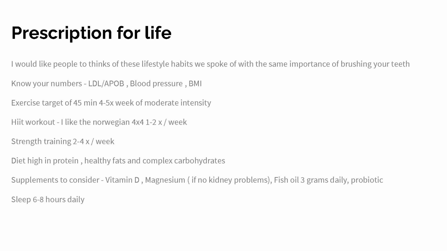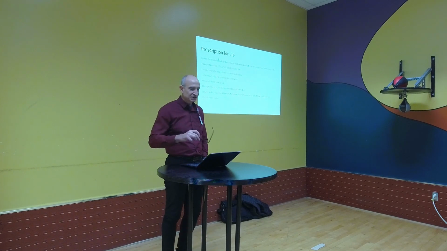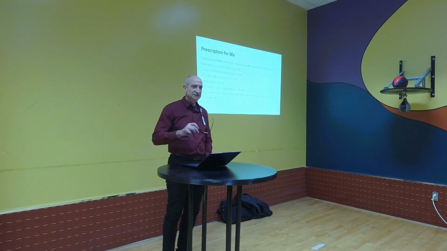Your exercise target, if you're able to, should be 45 minutes of cardio 4 to 5 times per week of moderate activity. I talked about between 70 and 75% of your age predicted max heart rate. An easy way of doing that is when you're exercising, you should always be able to carry on a conversation.